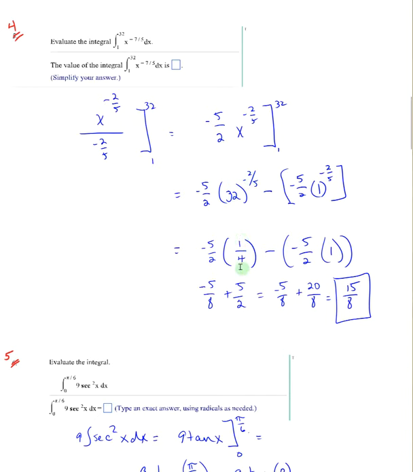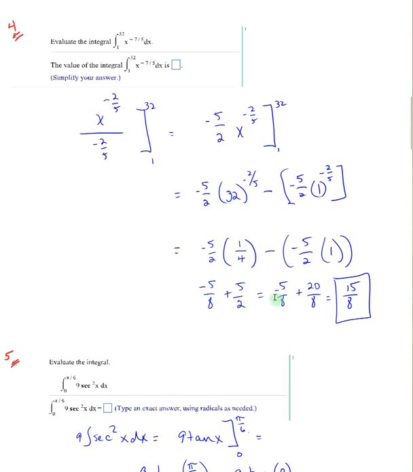You could do that in your calculator, but you're going to need to be able to do it with fractions. So we've got this here, minus 1 to any power is just going to give us 1, so we have minus a negative 5/2. So here we've got negative 5 over 8. This becomes a plus 5/2. We need a common denominator. So we're going to turn these halves into eighths. 2 into 8 is 4.